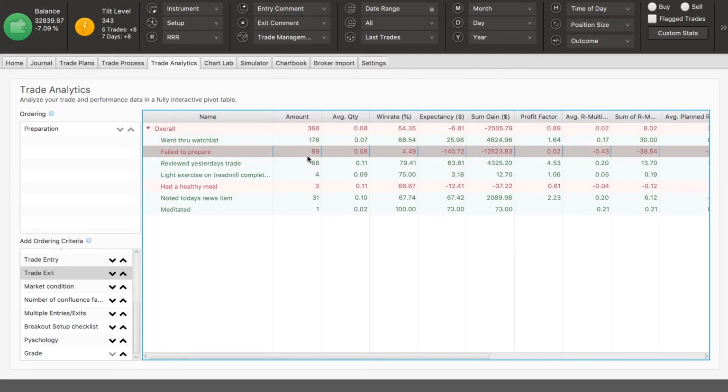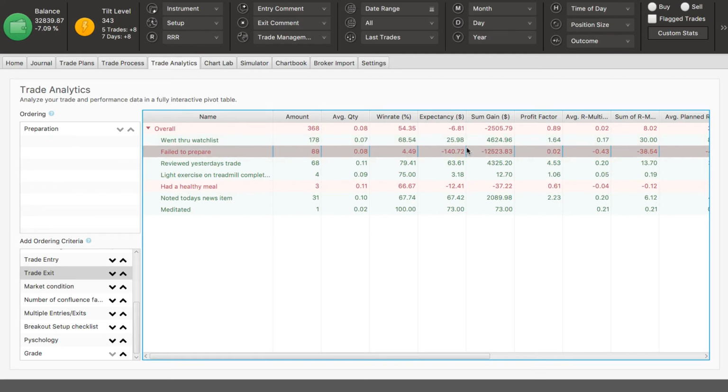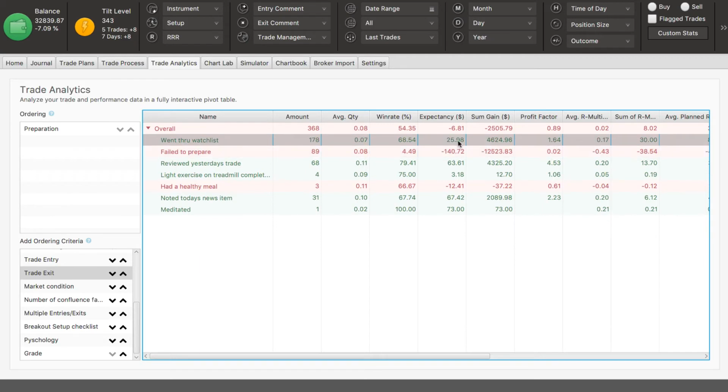Here, on the other hand, if he failed to prepare, only 90 trades, it's only half of the other ones, he did lose actually $12,000. Also worth noticing, if he doesn't prepare, his expectancy, how much he loses per trade, is $140 per trade. Compare that to the ones where he did prepare, you only have an expectancy of 25 or 26 US dollars per trade. So his losers when he doesn't prepare are much larger than his winners when he does prepare.